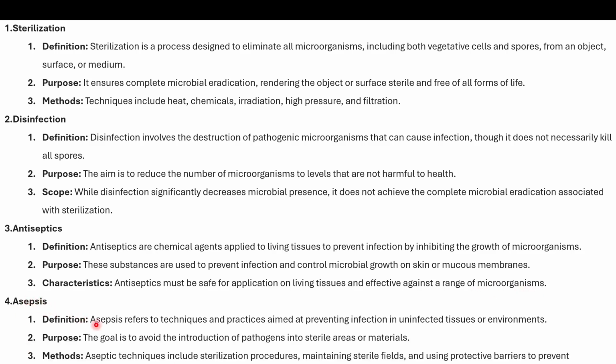There's something called asepsis. Asepsis refers to techniques and practices aimed at preventing infection in uninfected tissues or environment. The goal is to avoid the introduction of pathogens into sterile areas or materials, and the techniques can include sterilization procedures, maintaining sterile fields, sterile areas for work, and using protective barriers to prevent contamination.